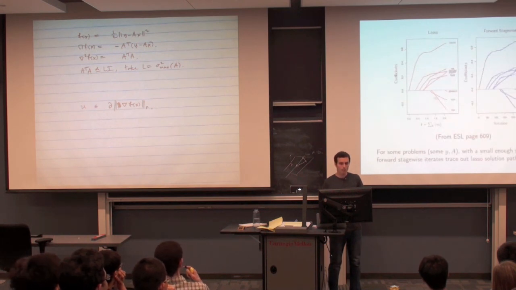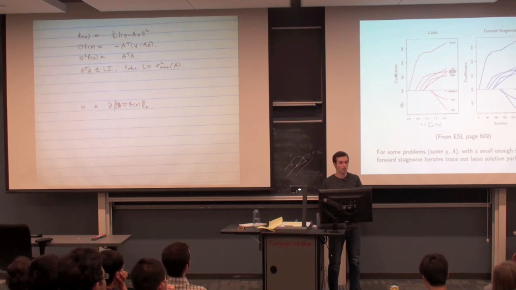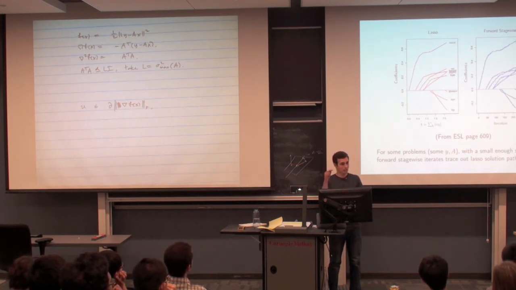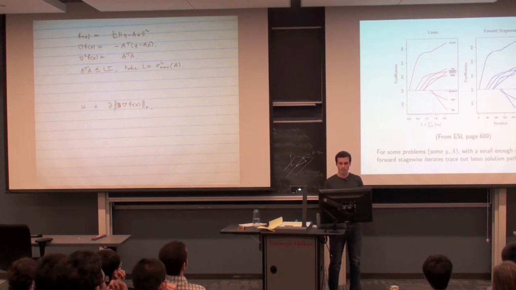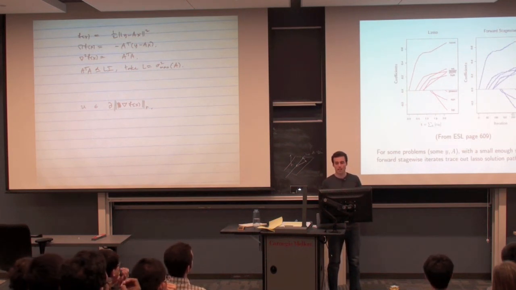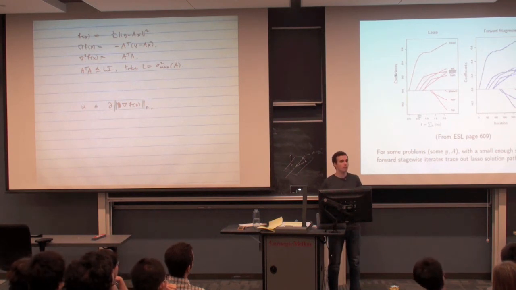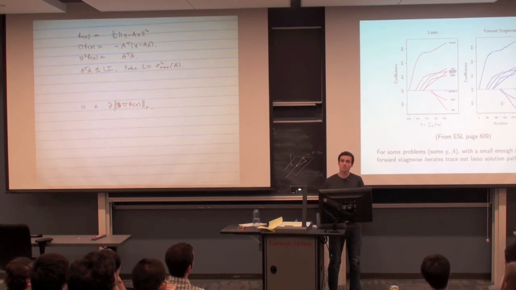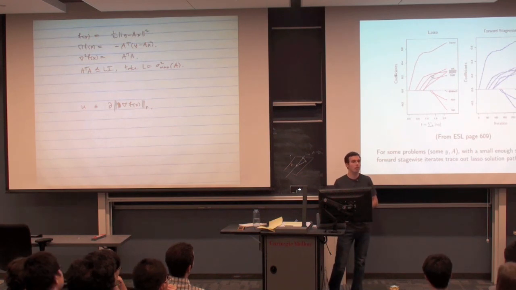So each one of these colors is a variable, and you can see as I make T smaller and smaller, they all are shrunken to zero. Here's forward stagewise, with a very small step size, you can see it has this kind of jigsaw pattern. And I'm plotting it as a function of the number of iterations I take of that algorithm. So if I stop it after 100 iterations, it looks very similar to lasso with T somewhere a little bit less than 1. And you can actually prove that as this step size goes to 0, these paths are exactly these paths. But that's not true for all y and a, it's true for some y and a. And there's actually a very simple modification of forward stagewise, which makes it true for all y and a.